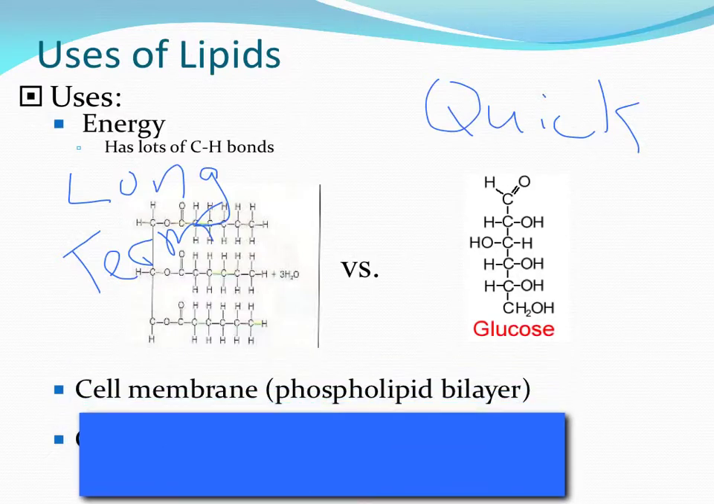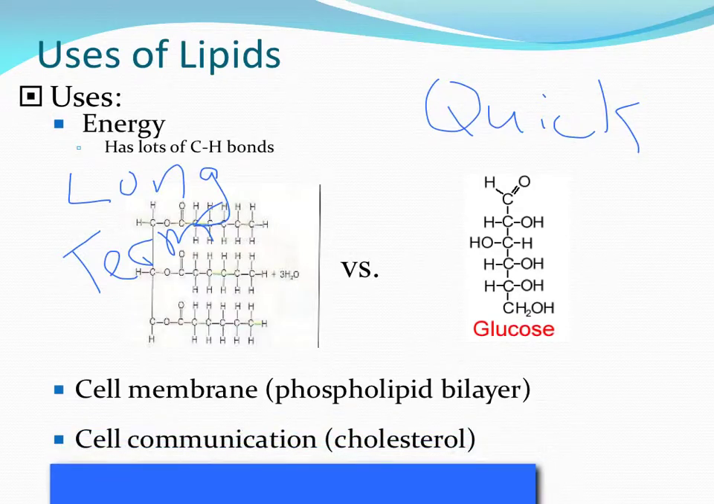Like I said, it's also used in the cell membrane, the phospholipid bilayer, so lipid bilayer. We're going to talk about that a little bit more later on this year. And then cell communication, so things like cholesterol. You might think of cholesterol as a bad thing, something you're trying to avoid, but cholesterol is something you actually do need some of. Too much is a bad thing, but it helps cells communicate with each other.